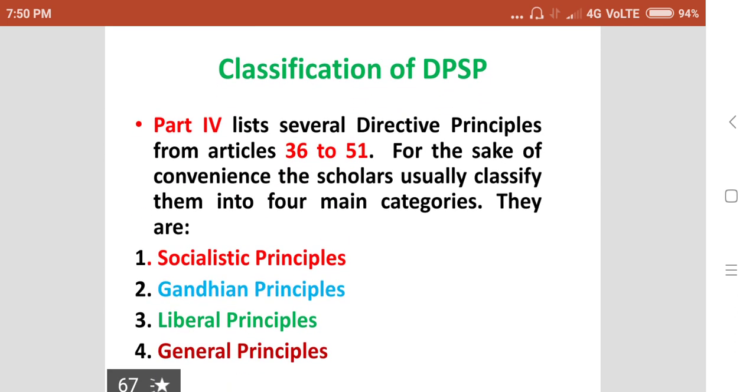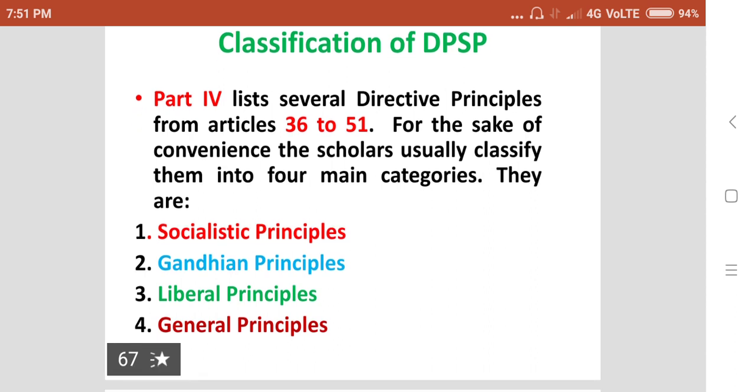Then, classification of directive principles. Part 4 of the Constitution lists several directive principles from Article 36 to 51. For the sake of convenience, the scholars usually classify them into four main categories. They are socialistic principles, Gandhian principles, liberal principles, and general principles.